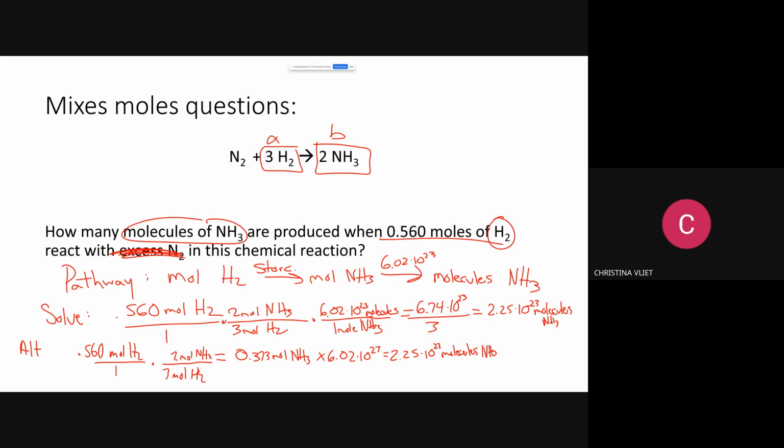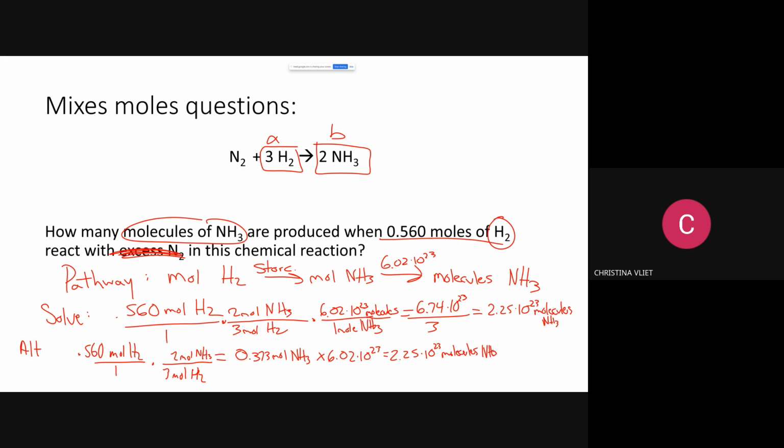That's it. Before I move on, could you have realized that you made a grave mistake if you had divided by 6.02 times 10 to the 23rd instead of multiplying? Yeah. And why would you realize you've made a grave mistake? Because you would get a number that didn't make any sense.